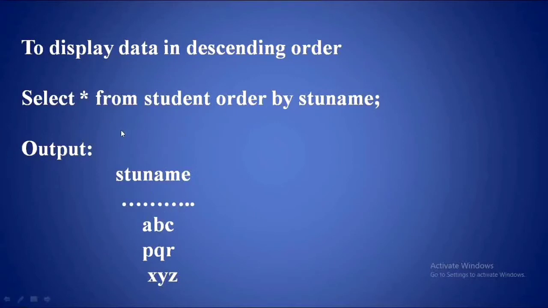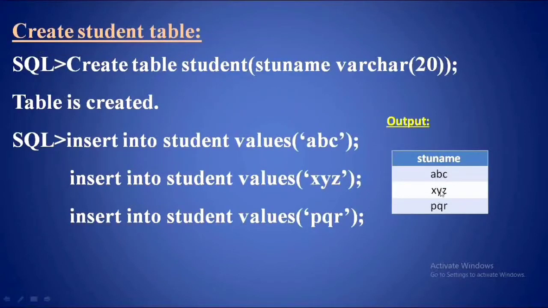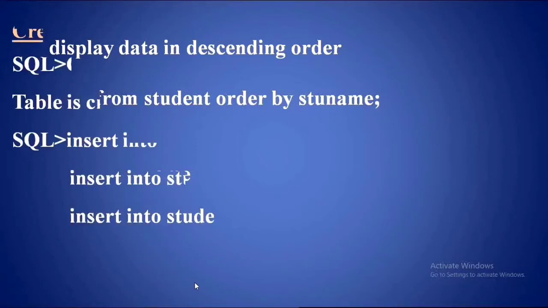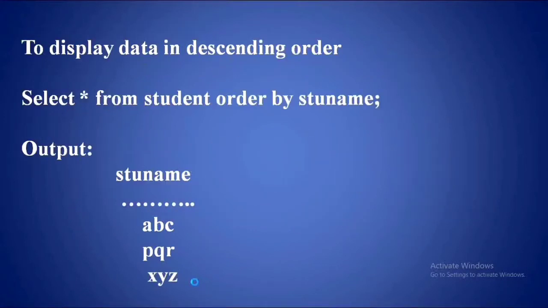This is the output. In the previous table, my student names are ABC, XYZ, PQR. After performing this command, the student names are ordered ABC, PQR, XYZ. After performing this command, the student names are changed. First student ABC, second PQR, third XYZ. So alphabetical order follows.